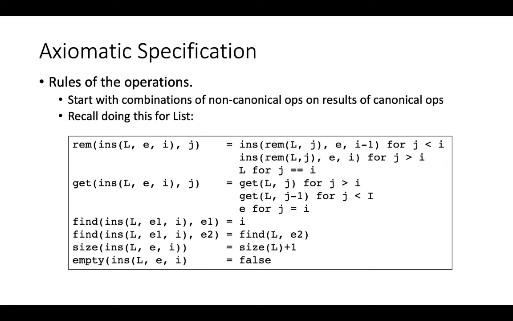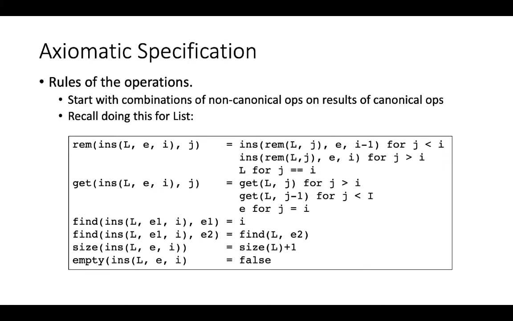And then if J was greater than I, then we have a different thing that has to be true, or can be tested as true, another way of expressing that same result. And then if J is I, then obviously removing the Jth item after inserting the Jth item is going to be the original list, and so it reduces down to the original list. And so that was an axiom that made sense for list.